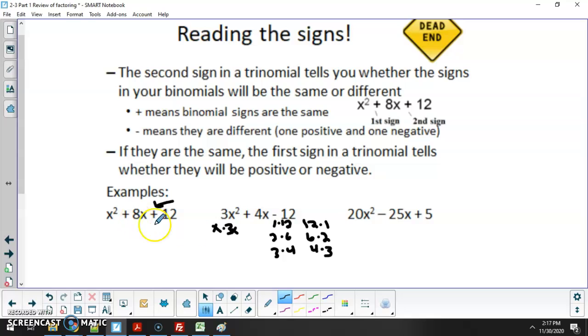Before I factor this, it's good to list out the factors that could be in these binomials. What you're trying to do, remember, is reverse distribute. So you're trying to list out binomials that will give you this if you were to FOIL it. Factors of x squared are simply x times x. And factors of 12 are, well, let's see. Start with 1 and 12 first.